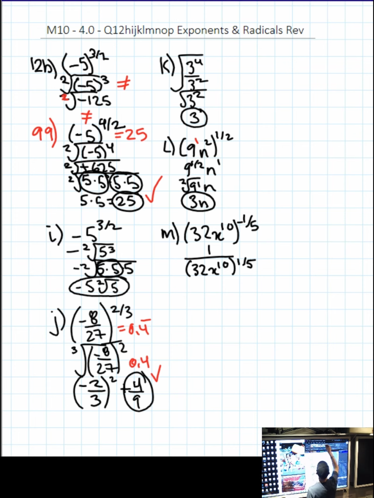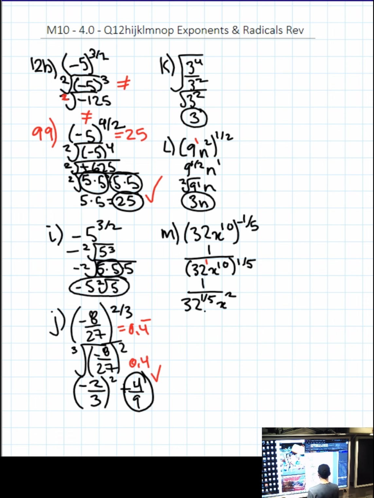Okay, the 32 on the inside has an exponent of 1. I'm going to multiply the exponents together, so I'm going to have 1 over 32 to the 1/5, x to the, now 10 times 1/5 is simply just 2. If you have difficulty multiplying fractions and remembering that numbers are over 1, go back and review fractions in grade 8.